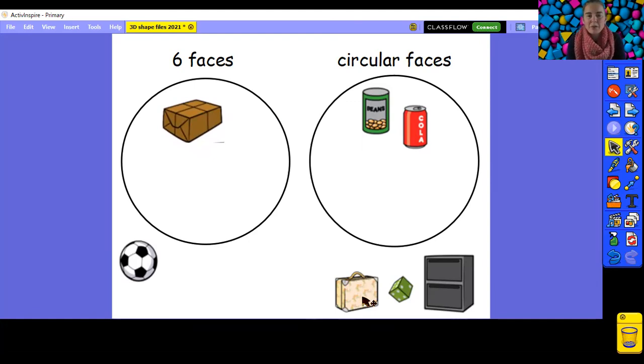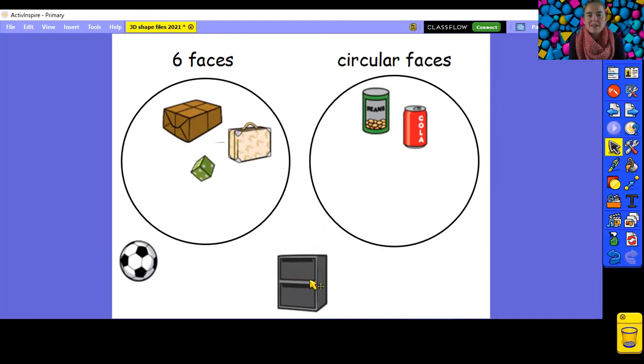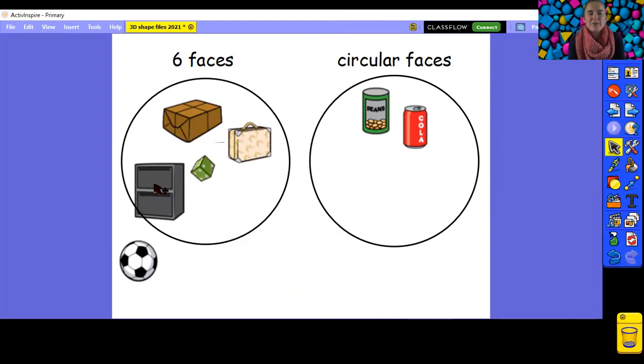What about my suitcase here? This again is a cuboid. Has it got 6 faces? Yes. Does it have circular faces? No. I've got my die here, which is a cube. How many faces does a cube have? It has 6. Well done. Does it have circular faces? No. And then I've got my filing cabinet here, which is a cuboid. Does it have circular faces? No. Does it have 6 faces? Yes. So I've sorted my objects by using how many faces and the shape of the faces. So we look forward to seeing how you sorted those shapes too.